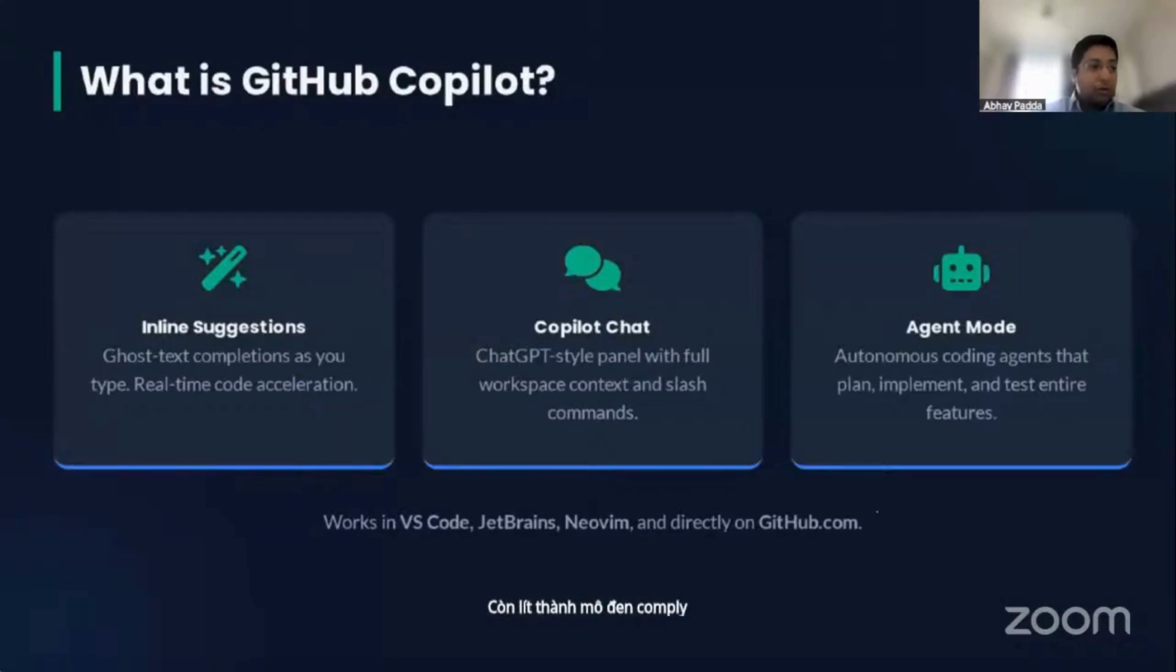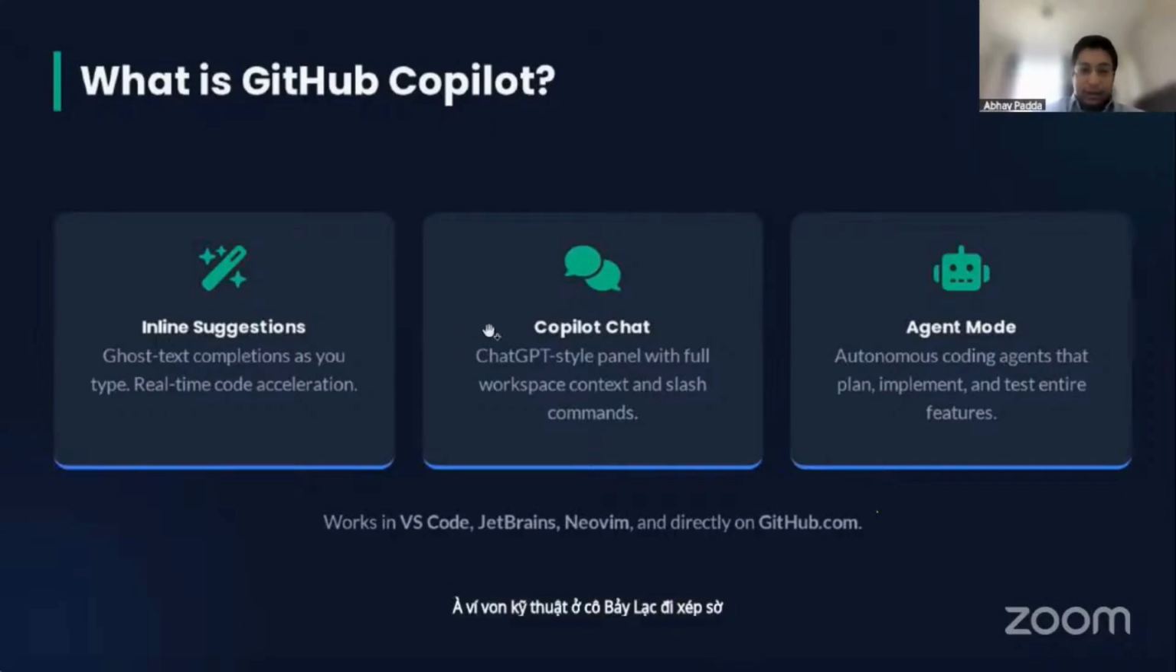So we'll walk through some of the features that are there in GitHub, right? We'll talk about inline suggestions. We'll talk about Copilot chat. We'll talk about the agent mode. We'll talk about GitHub Copilot CLI, code review. So all of these steps are something that we are going to talk about, right?